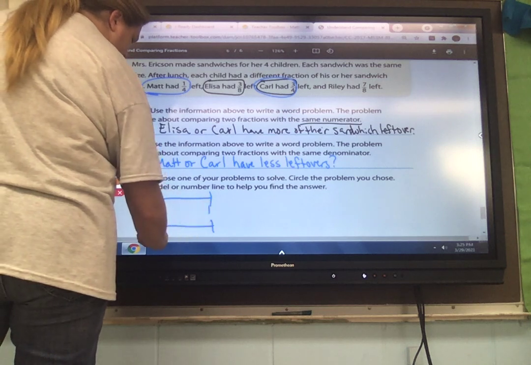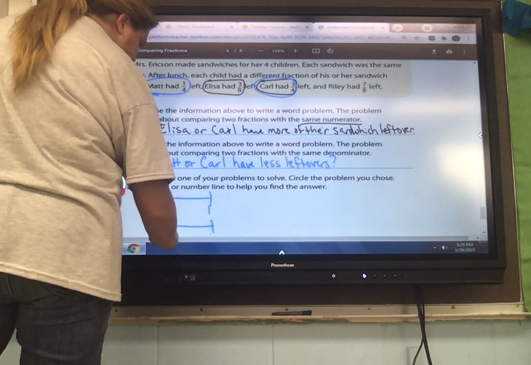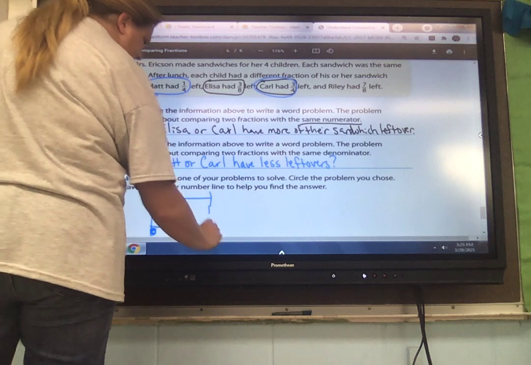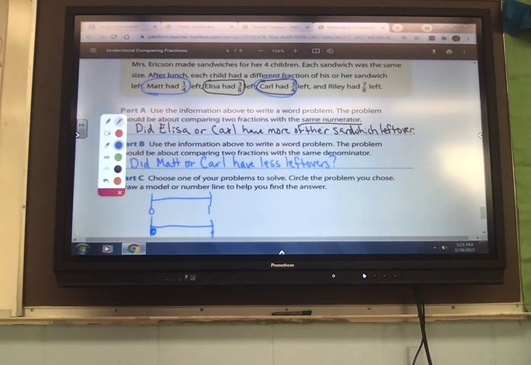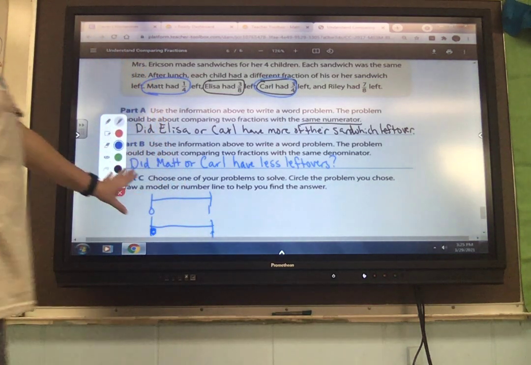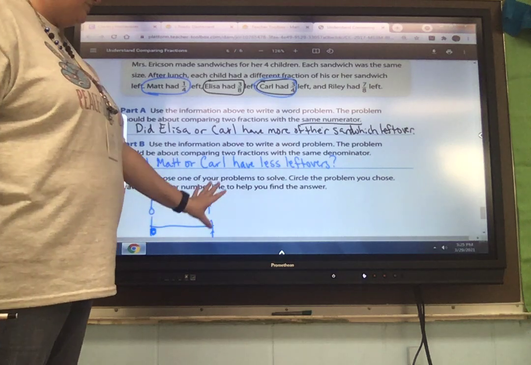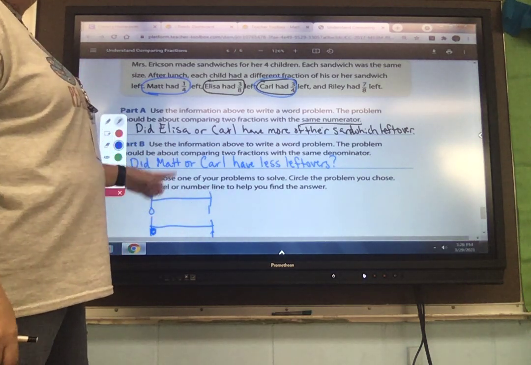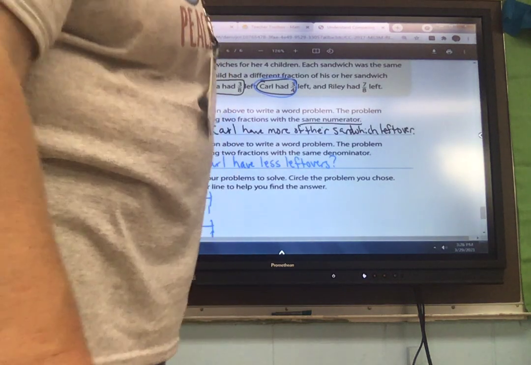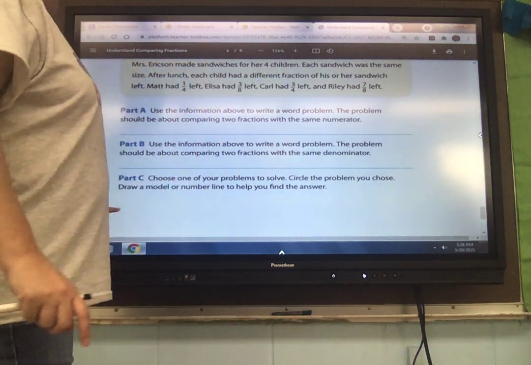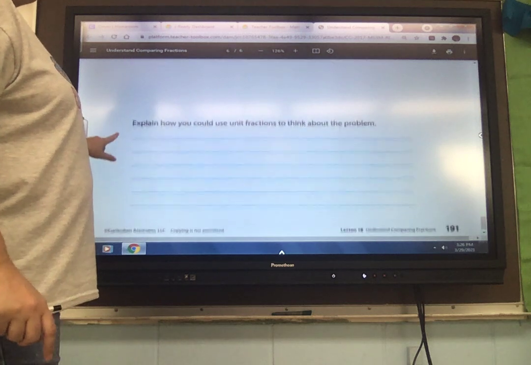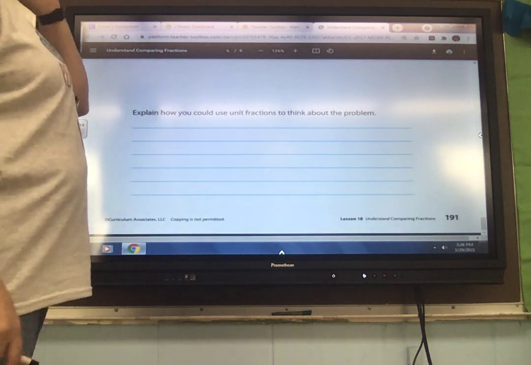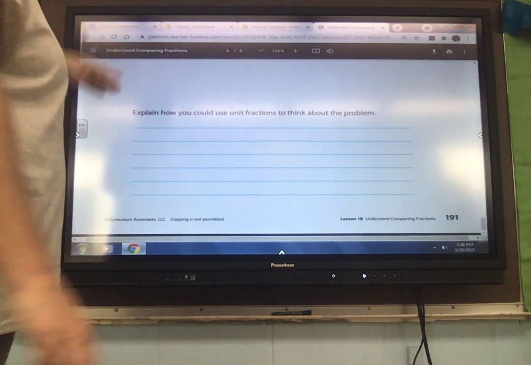If you do number lines, put your fractions on number lines, okay, and see which one is closer to 0. If it's closer to 0, it's the smaller fraction. If it's closer to 1, it's the bigger fraction. Or butterfly them to be certain. I'm going to let you do C part on your own. Pick the question you want to answer. Then it says explain how you could use unit fractions to think about the problem.